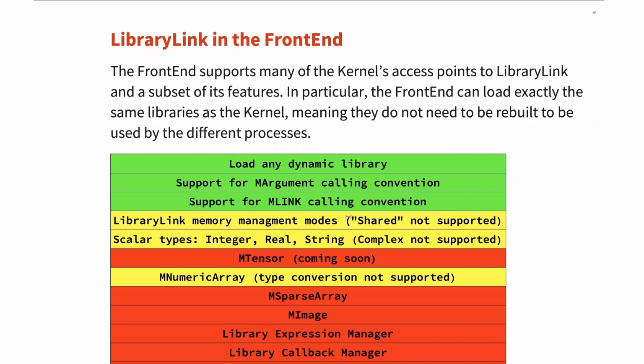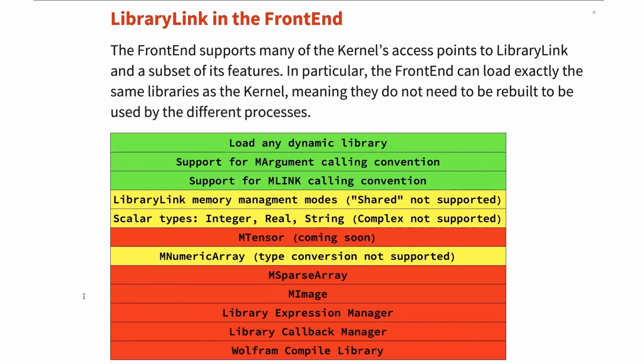Sometimes if you have an m-numeric array of type 32-bit int, the kernel is able to convert that to 16-bit int if you ask it. We don't have support yet for m-sparse array, m-image, and some other lesser used features of LibraryLink, such as the Library Expression Manager, Library Callback Manager, and the Wolfram Compile Library, that aren't implemented in the front end. So I would say we have roughly 50% support in the front end of what the kernel can do in LibraryLink.